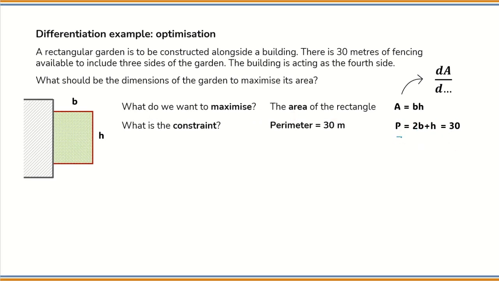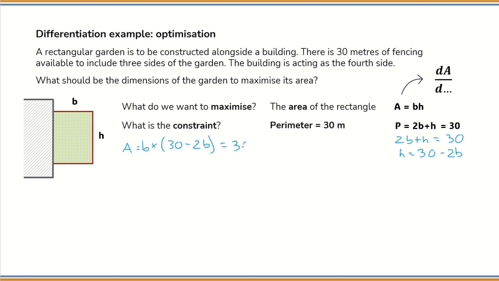In the formula of the perimeter, I can rearrange it to make h the subject. If I minus 2b on both parts of the equation, h equals 30 minus 2b. And now I can substitute h in the formula of the area. So the area equals b times height. And the height is 30 minus 2b.